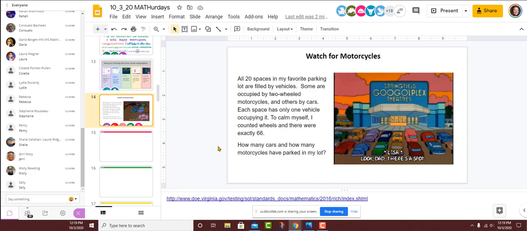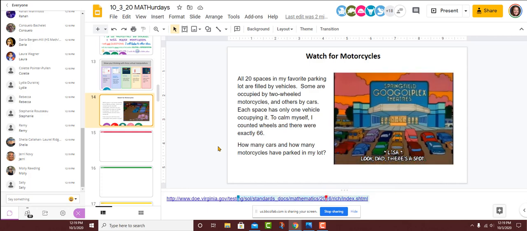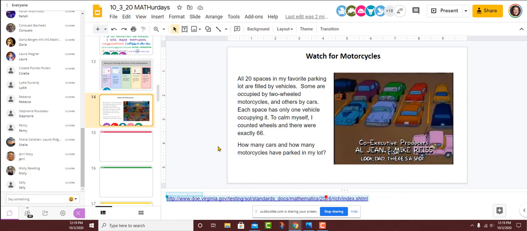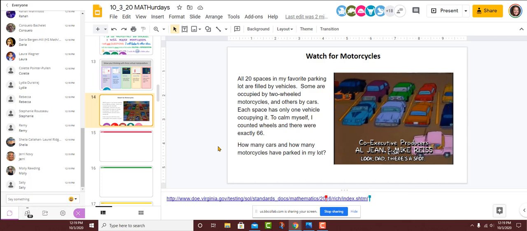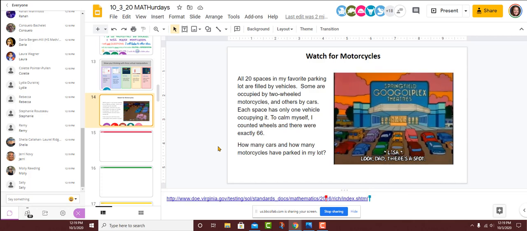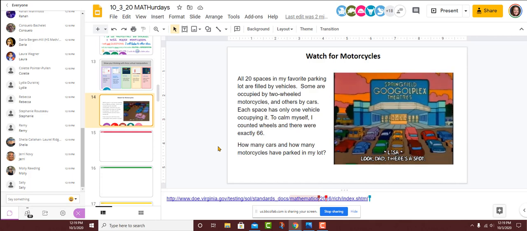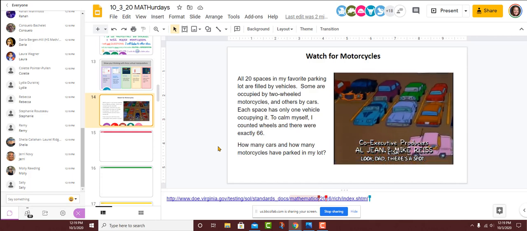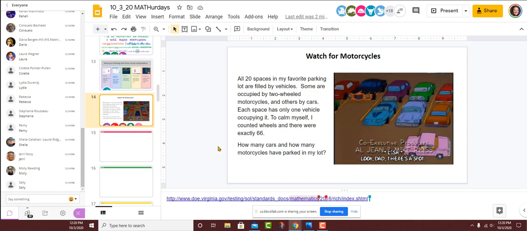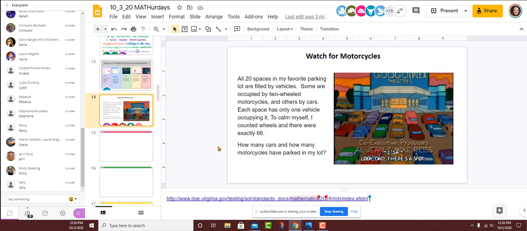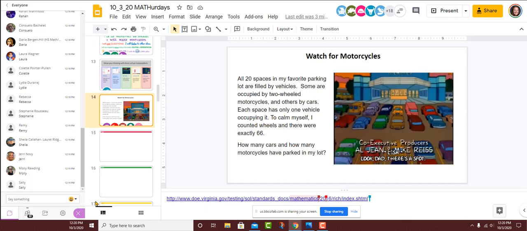It says, all 20 spaces of my favorite parking lot are filled by vehicles. Some were occupied by two-wheeled motorcycles and others by cars. Each space has only one vehicle occupying it. Oh, to calm myself, I counted wheels, and there were exactly 66. How many cars and how many motorcycles have parked in my lot? That's our task.